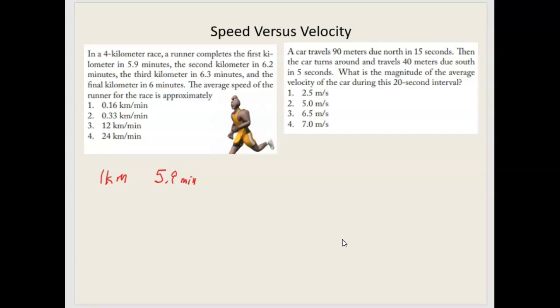The second kilometer in 6.2 minutes. The next kilometer in 6.2 minutes. The third kilometer in 6.3 minutes. The next kilometer in 6.3 minutes. And the final, or fourth, kilometer in 6 minutes. So the last kilometer took 6 minutes. And it asks us to find the average speed.